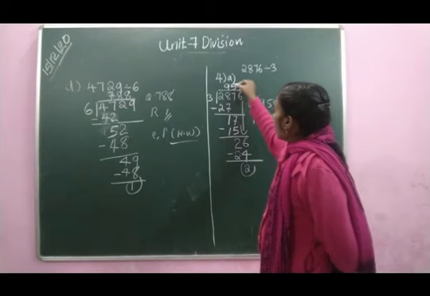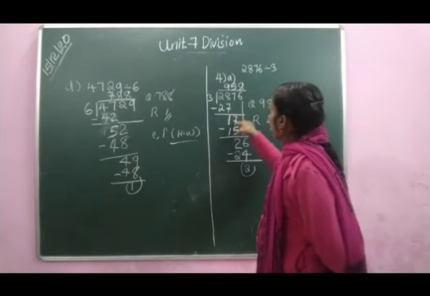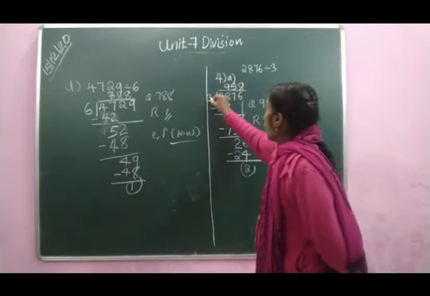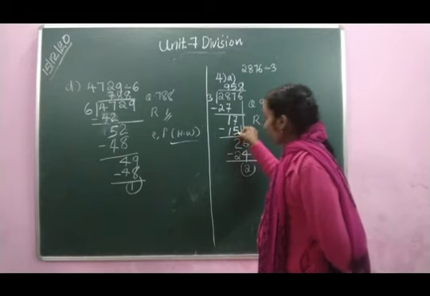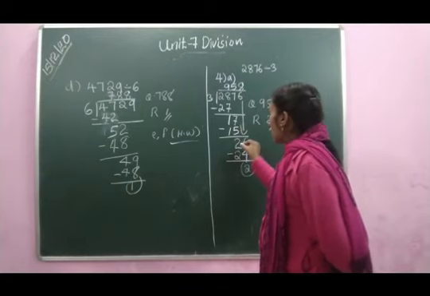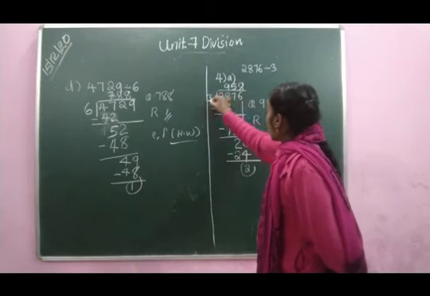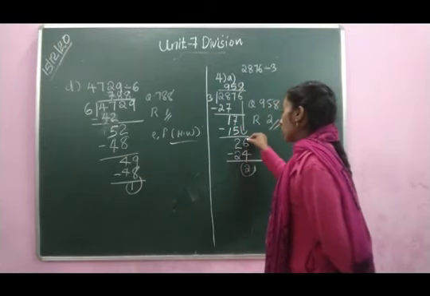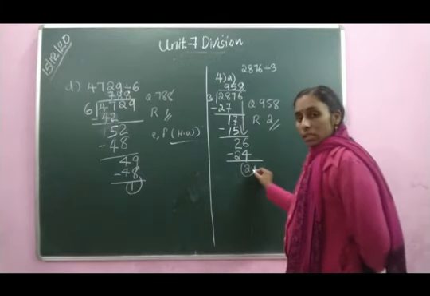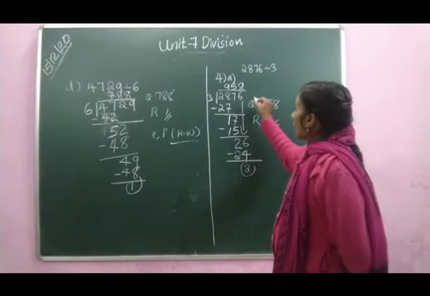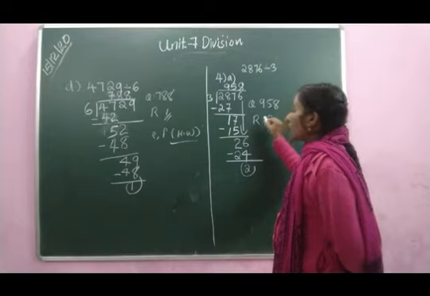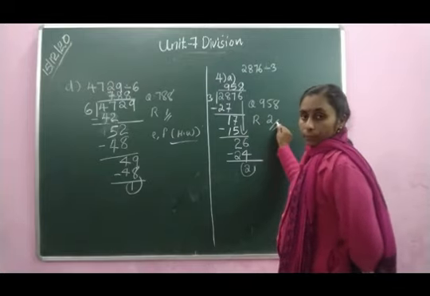Okay. Then how many times 3 in 17? 5 times. 5 3s are 15. Next 17 minus 15, 2, and 6 comes down. Then 8 3s are 24. 26 minus 24 is equal to 2. Here the quotient is 958 and the remainder is 2.